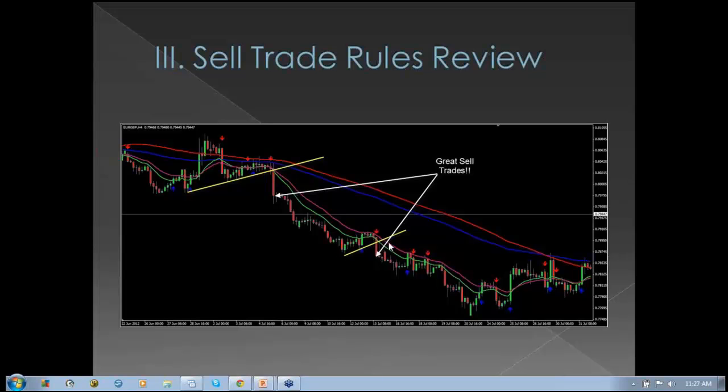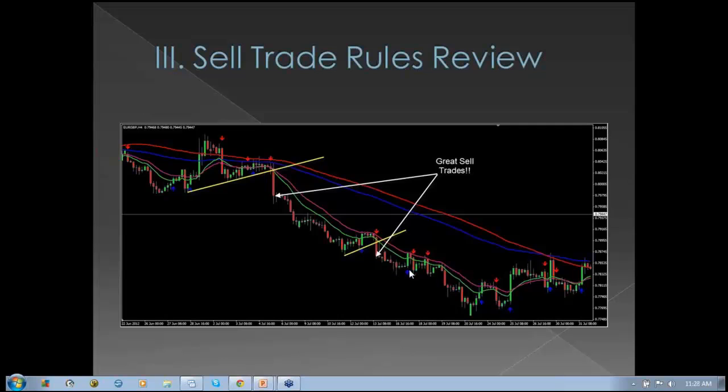A little while later, we got a decent pullback, okay, and everything's in order. The red is above the blue is above the, these two are in the longer terms in sell. The medium term is in sell. The magenta one is above the green one, so we're definitely in sell.